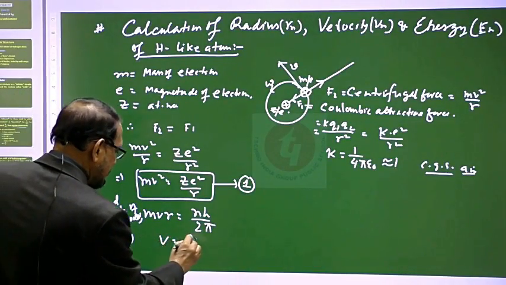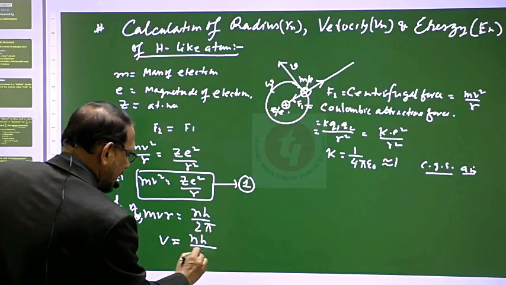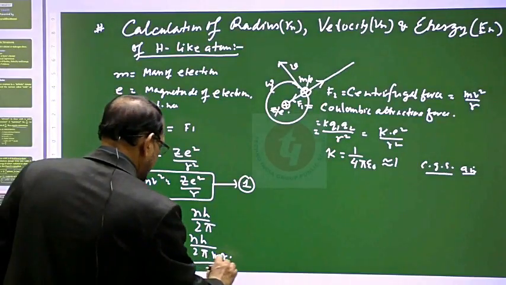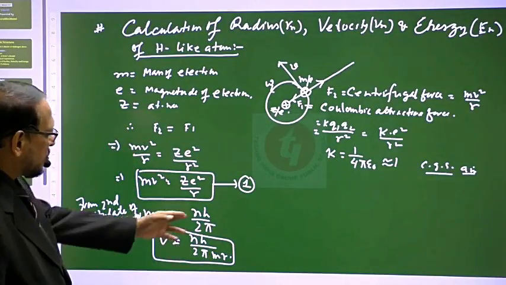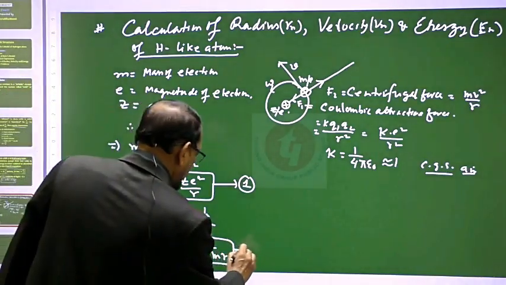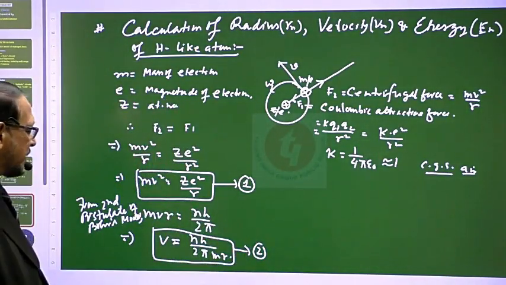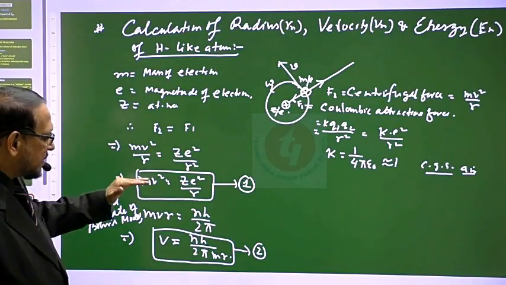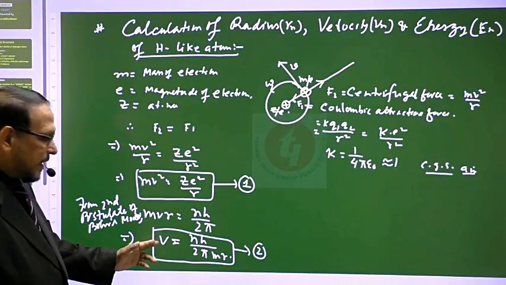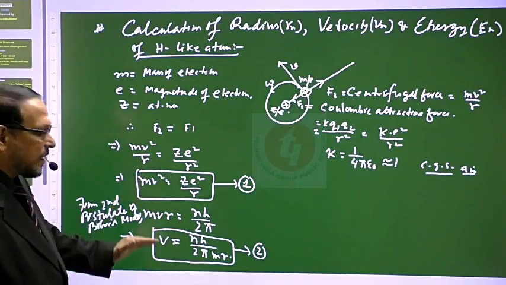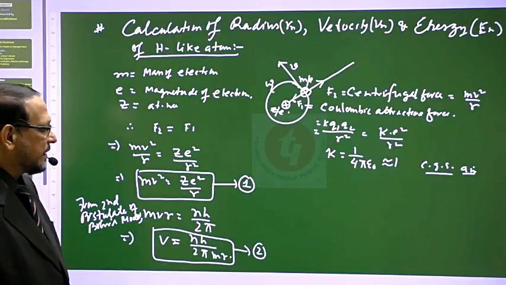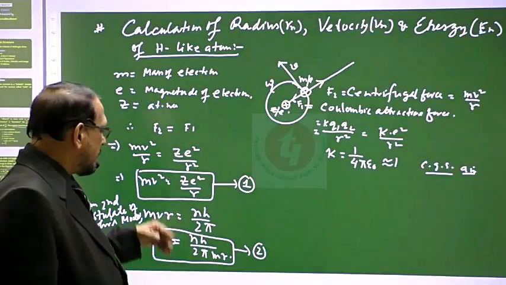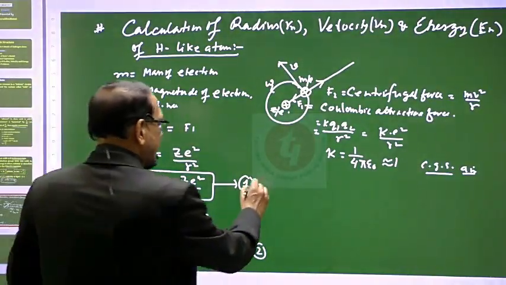Therefore v is equal to nh by 2πmr. Simply, v is equal to nh by 2πmr. So this is equation number 2, which is also a very important equation. Now the left-hand side is mv square. If you want to equalize, first you have to square this, then multiply by m, then the left-hand side will be equalized. Now from equation 2, first we will square, then multiply by m. So I am writing directly.